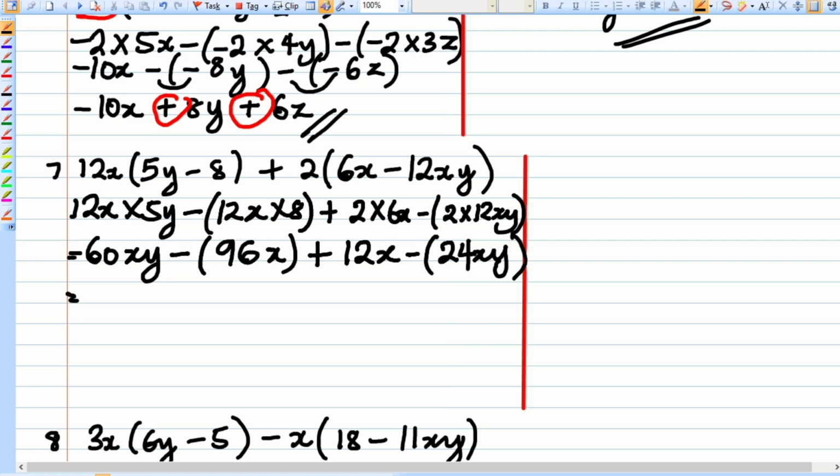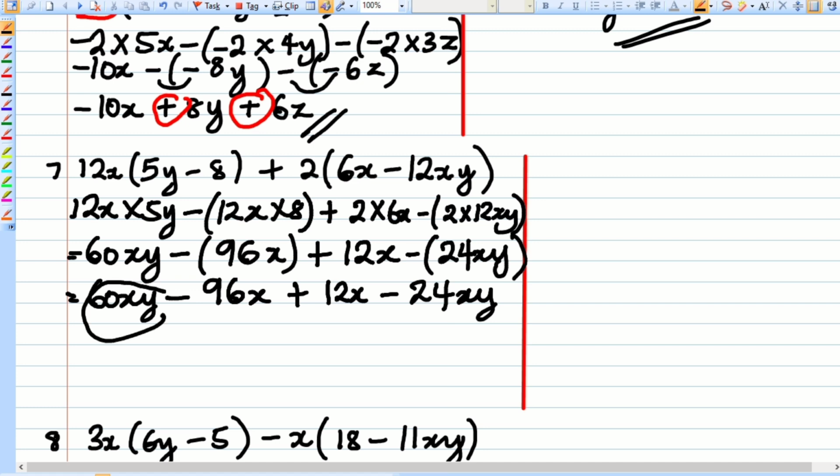So finally we now have 60xy minus, we just open the bracket, right? 96x plus 12x minus 24xy. So now we have to collect like terms, if indeed there are like terms. You observe that 60xy is a like term with what? 24xy. So we're going to collect them together. So we have 60xy. Now this 24xy, see that it has a minus sign.